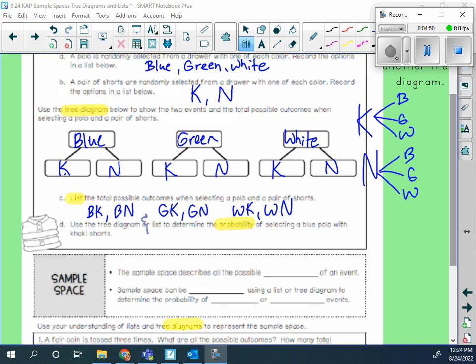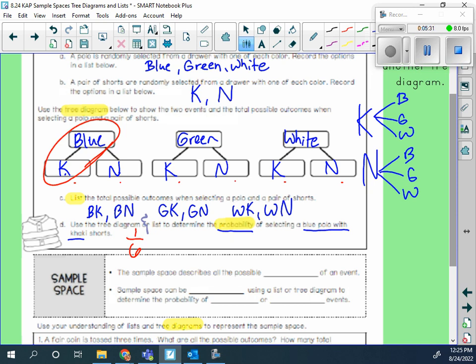Okay, we need to underline some key stuff here. We need probability, so that tells me what kind of an answer am I looking for? What's the probability? So what kind of an answer am I looking for? Yeah, a fraction or a decimal or percent, okay? And I need blue with khaki, okay? Well, from the tree diagram, blue with khaki happened how many times? One time. Out of how many outfits did we make? 6. Very good.